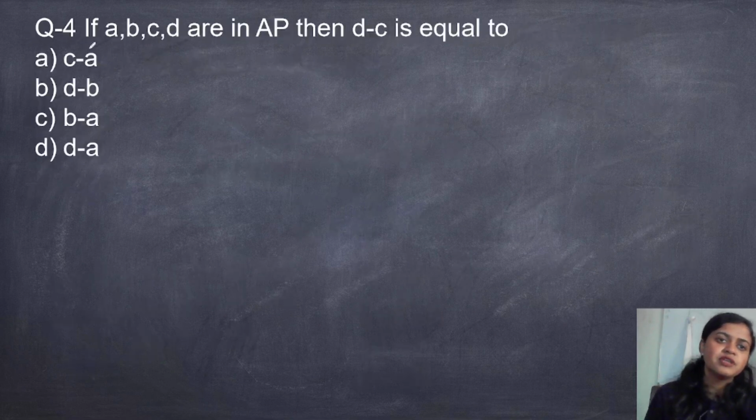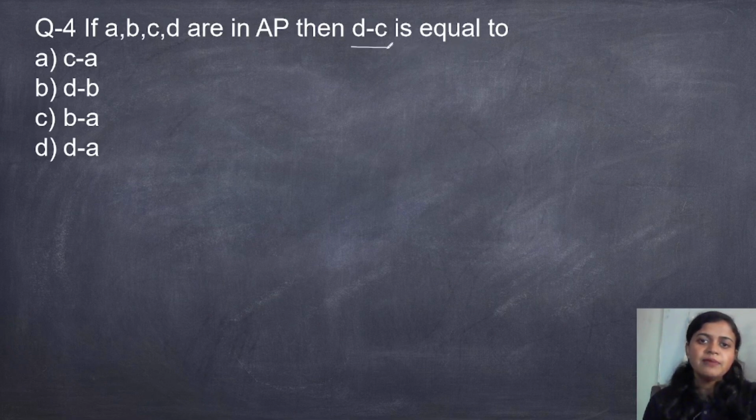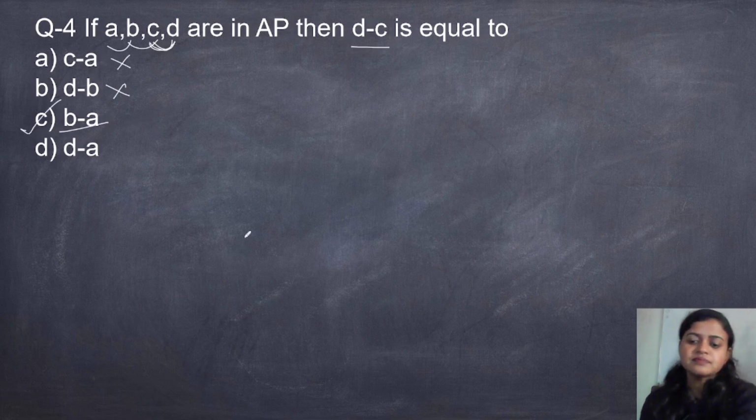Next, question number 4. If a, b, c, d are in AP, then d minus c is equal to what? So d minus c means the common difference: b minus a, c minus b and d minus c. The options: c minus a? No, this is not a common difference. d minus b? Not a common difference. b minus a? Yes, this is the common difference. So d minus c equals b minus a.